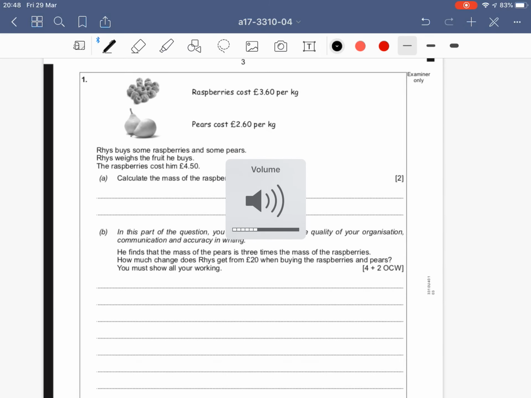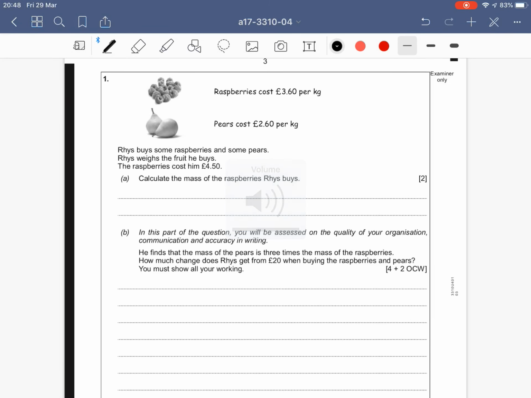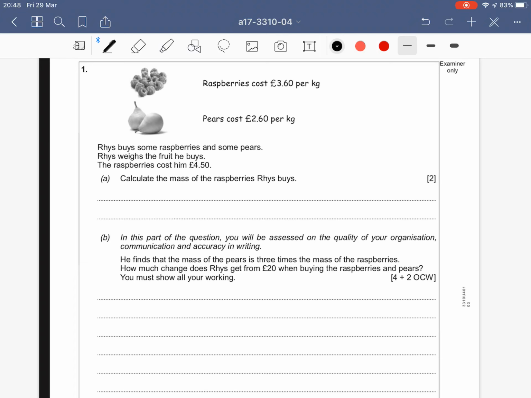Question 1. Raspberries cost £3.60 per kilogram. Pears cost £2.60 per kilogram. Reese buys some raspberries and some pears. Reese weighs the fruit he buys. The raspberries cost him £4.50. Calculate the mass of the raspberries Reese buys.